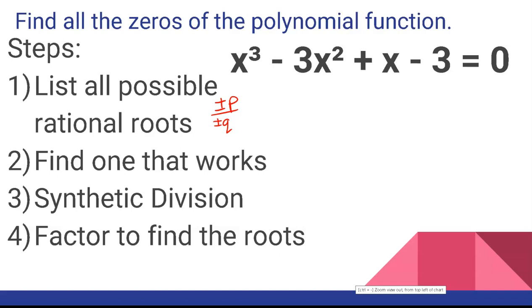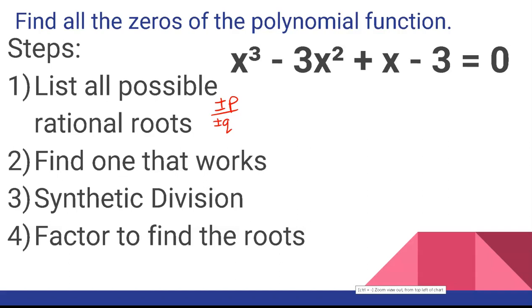Step 2, we're going to find one that works. So if we don't have a calculator, we start plugging things into our equation to see which one makes the equation equal 0. Suggested using the whole numbers first. But if we have a calculator, we're going to graph it, and we're going to actually see where it crosses the x-axis. And then use one of those points to test in step 3 of synthetic division. We know it works if what?